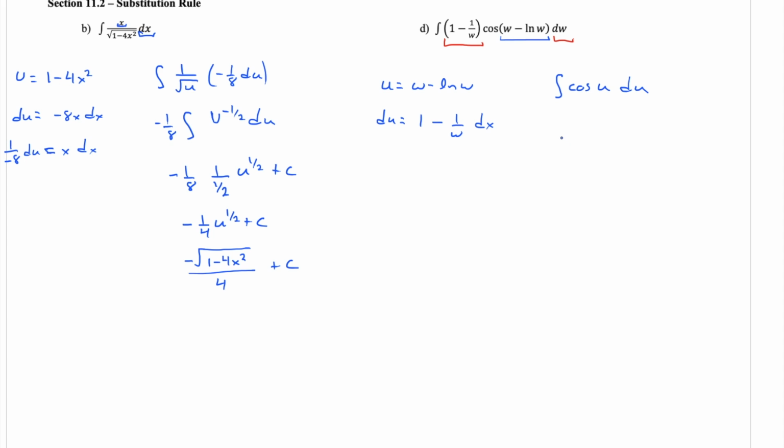easier antiderivative to take. And so the antiderivative of cosine is just sine, and so it's going to give me sine u, and then plus c, and then all I need to do is put my u substitution back in there. And so I'll get sine of w minus natural log w, and then plus c. And you can leave it in that form, and that's your antiderivative.